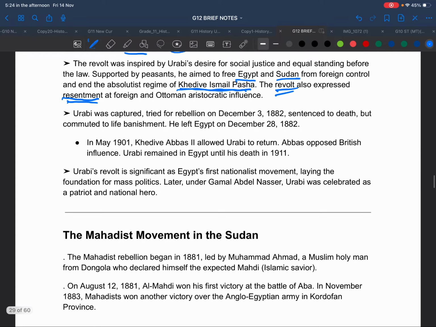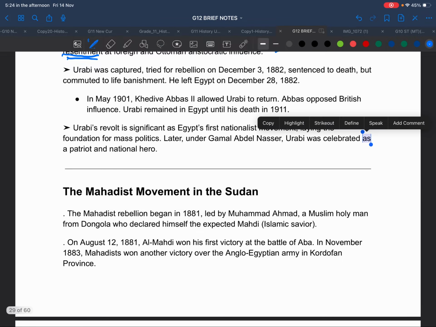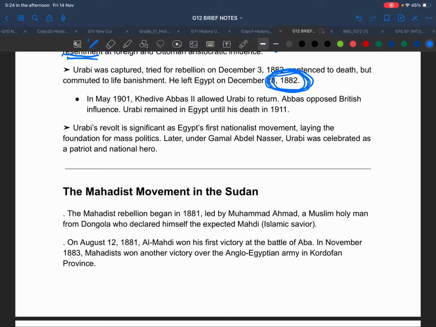Urabi was captured and tried for rebellion on December 3, 1882, sentenced to death, but the sentence was commuted to life banishment. He left Egypt on December 28, 1882. This marked the direct control of Egypt by Britain, in 1882.